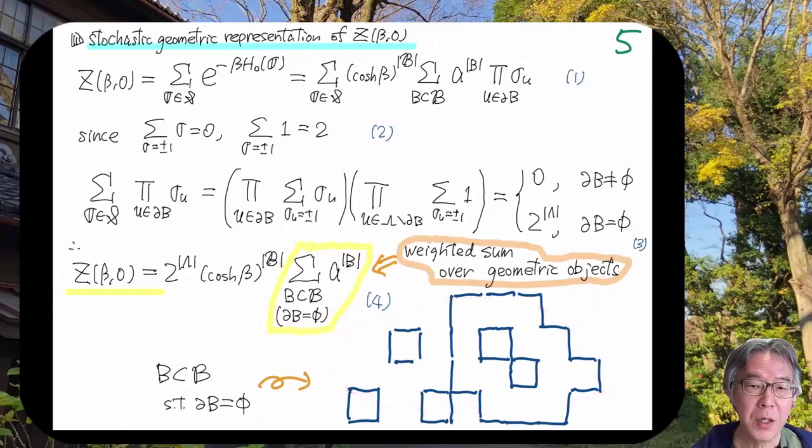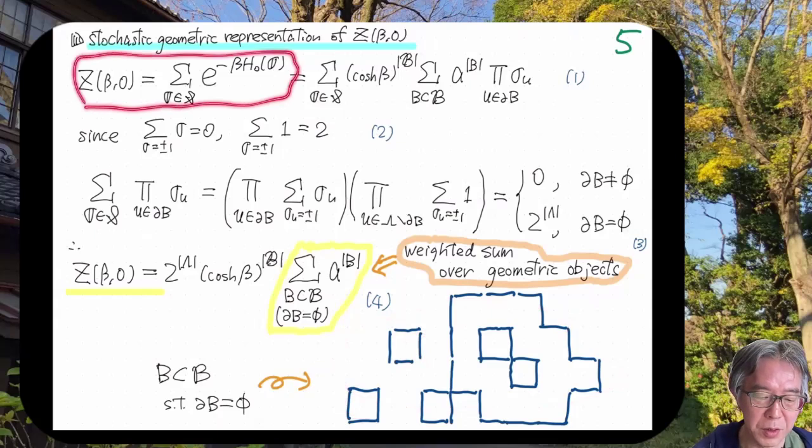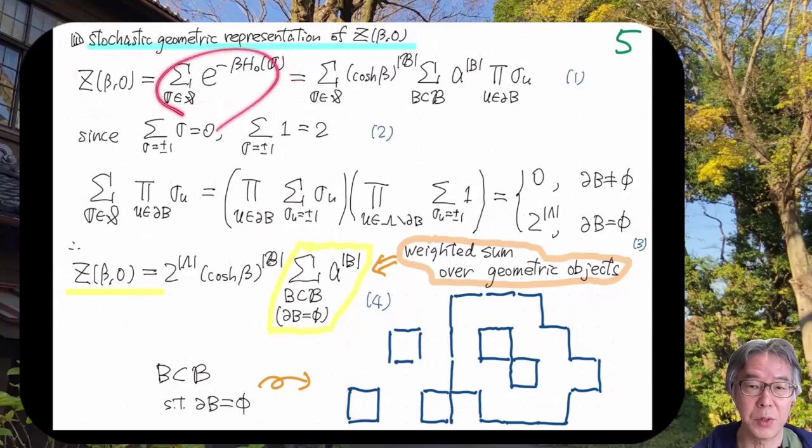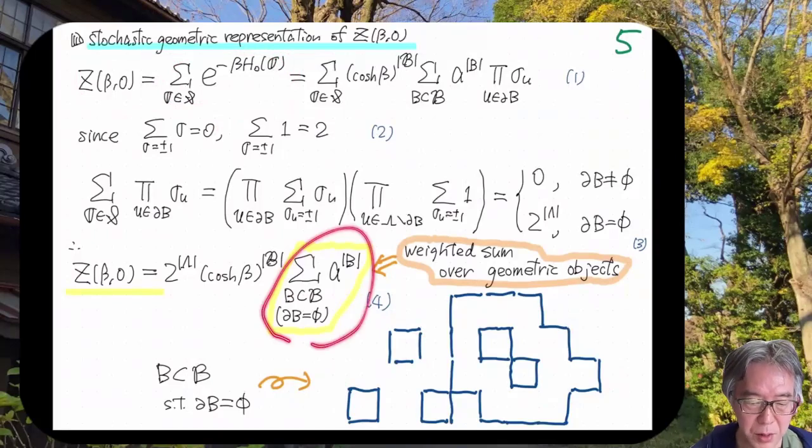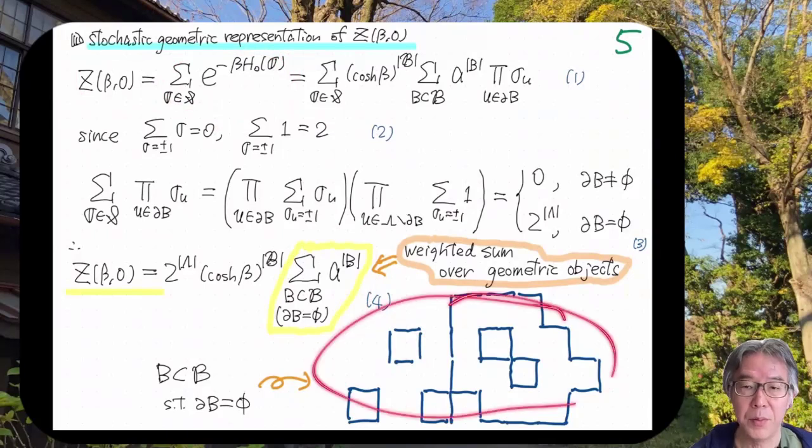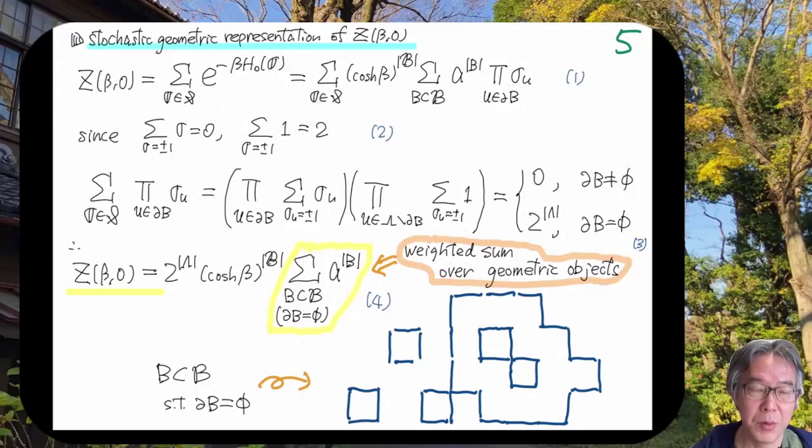So interestingly, this is a very complicated quantity. This is a sum over all possible spin configurations. Here, instead of a sum over all spin configurations, we get the sum over all these geometric objects that consist of closed loops. Okay, so this is why we call this stochastic geometric representation. This is a kind of statistical mechanics for geometric objects. Okay, and this is a weight. Right, so this is an exact expression, but we have to go further because we want to include the magnetic field.